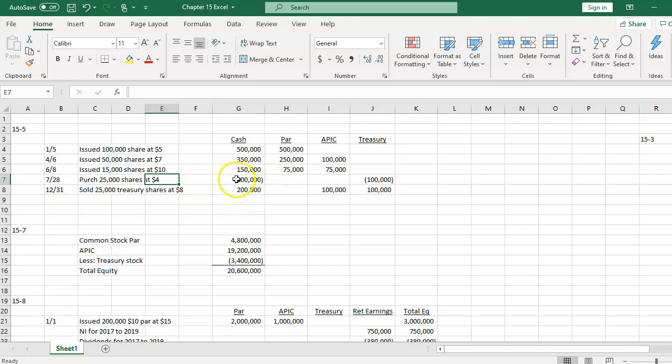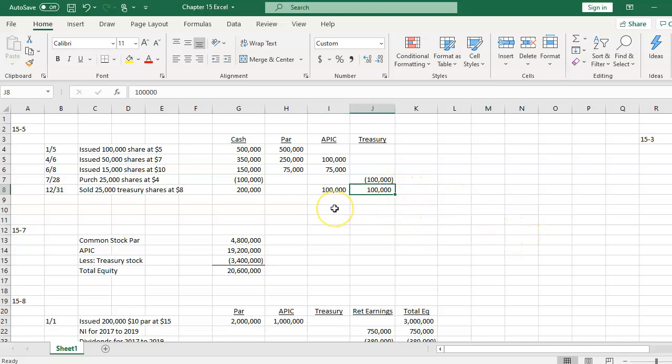So they bought them for 4. They bought 25,000 for 4, spent $100,000, and that goes to Treasury. And in accounting, that would be a contra equity account. That's why it's a negative. And then we sold those shares in December at $8. So the stock price went up to 8 again. And so we made some money on that. So we received $200,000. That increases our additional paid in capital, and the treasury stock goes away.